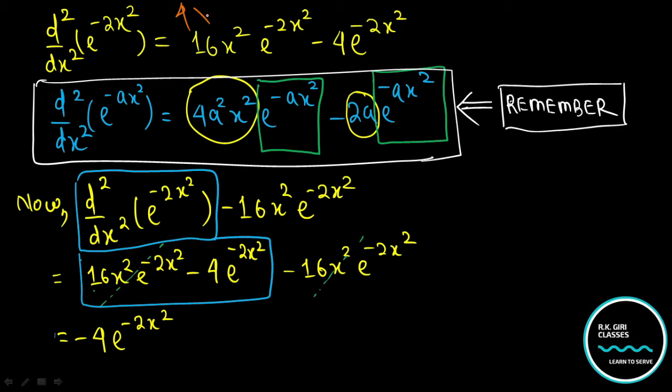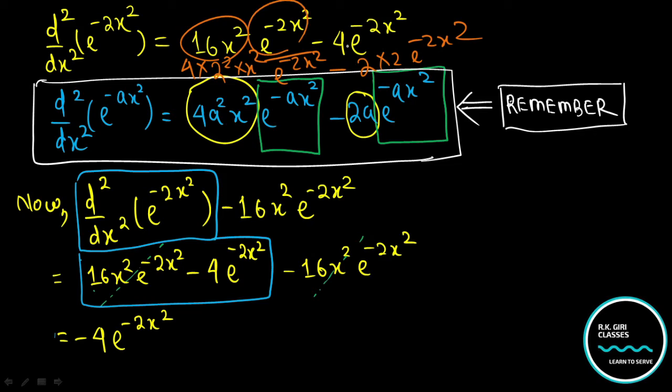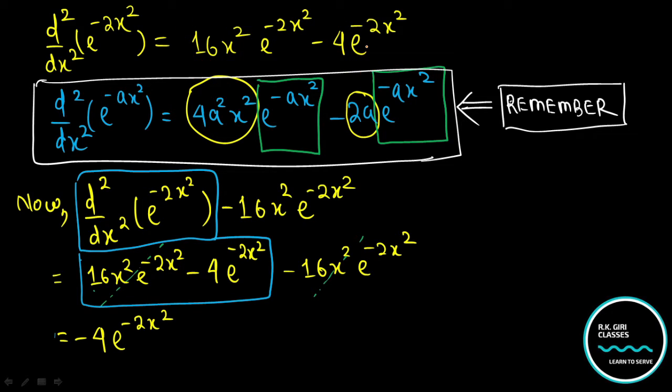That is 4 into, here a is equal to 2, 4 into 2 square and into x square. Okay, so see this one, 4 into 2 square into x square e to the power minus 2x square minus 2 into 2 e to the power minus 2x square, that will be 16x square e to the power minus 2x square minus 4 e to the power minus 2x square. So the result will be like this.